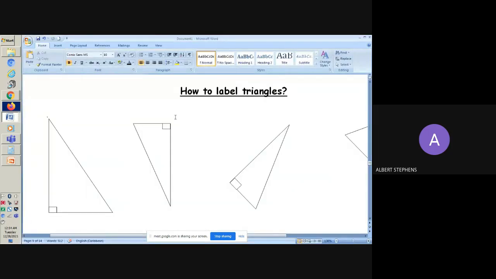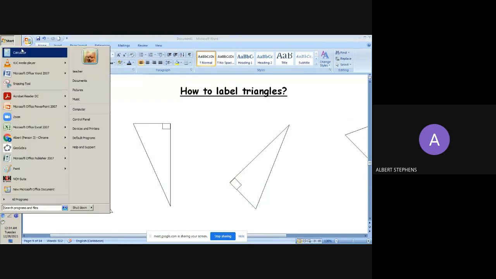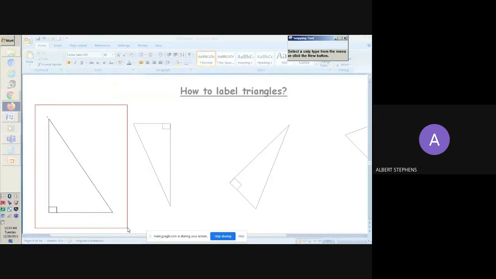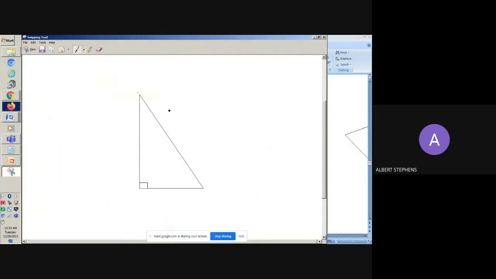Hello everybody. In this video we're going to look at how to label triangles in geometry and trigonometry. So let's look at this triangle here. So let us call this A, B, and C, and we will put our reference angle at C, theta.